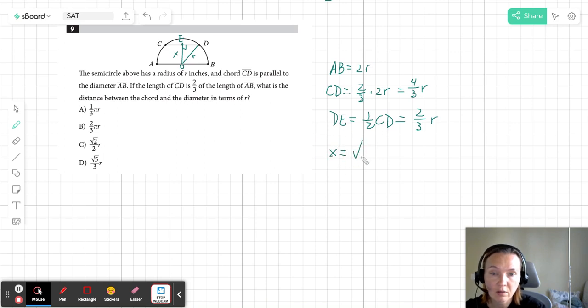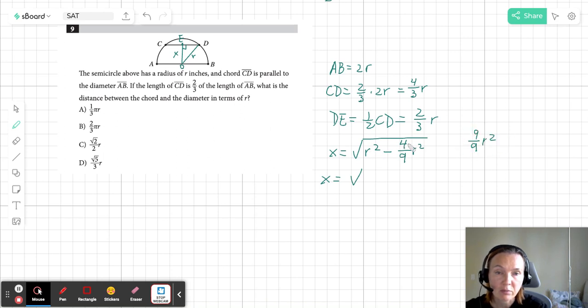And from the Pythagorean theorem, I will just do the square root of the hypotenuse, which is r squared, minus ED, which we just said is 2/3 r squared. 2 squared is 4, 3 squared is 9, and then r squared. Now when we simplify, we will have r squared, which is 9/9 r squared. And then 9/9 minus 4/9, that is going to give us 5/9 r squared.